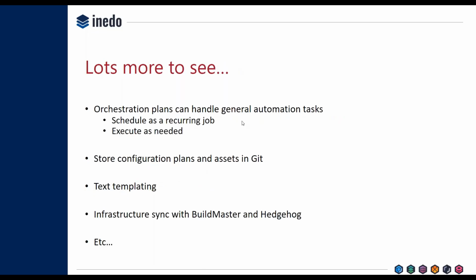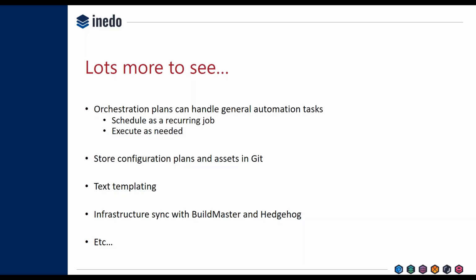Inside of Otter, in this short amount of time we were able to only cover the basics, but there's a whole lot more to see, right? You've got orchestration plans to handle general automation tasks. You can use OtterScript as a general language for orchestrating servers, and PowerShell, of course, to do any sorts of recurring jobs, execute as needed, and scheduled jobs. All the configuration plans that you saw in Otter are stored as a version inside of Otter itself, but you could also store those in Git and have lots more different complex configuration sets in that.